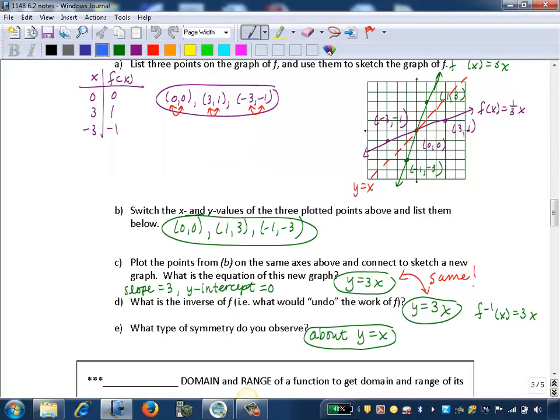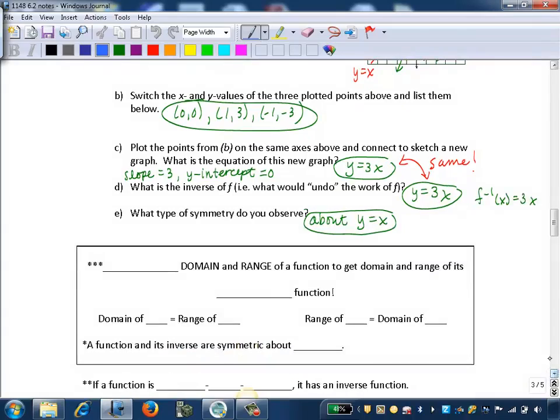In example 4, we saw that if we switch the x and y values of ordered pairs on a function, we'll get corresponding ordered pairs on its inverse function. So that means if we switch the domain and range of a function, we'll get the domain and range of its inverse function.